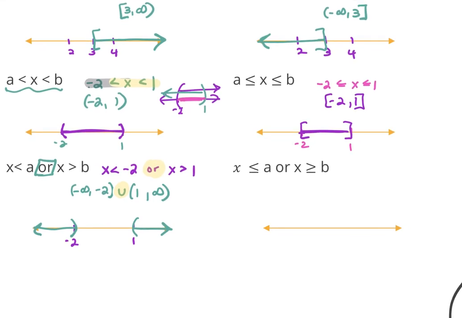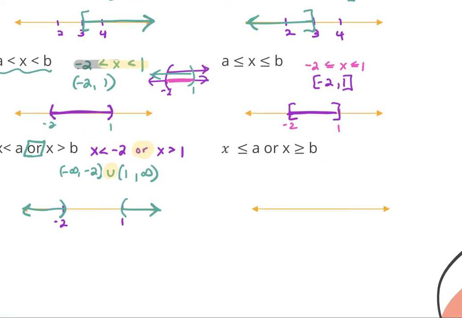And then the last one, the only thing that changes is the brackets. So if it was x is less than or equal to negative 2, or x is greater than or equal to 1, then I've got my negative 2, my positive 1, bracket on the negative 2, points left, bracket on the positive 1, points right. And I get negative infinity to negative 2, bracket, union, positive 1 to positive infinity.